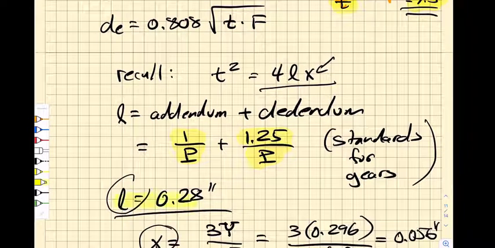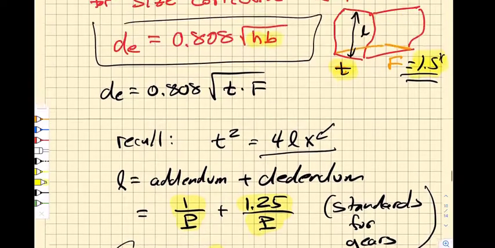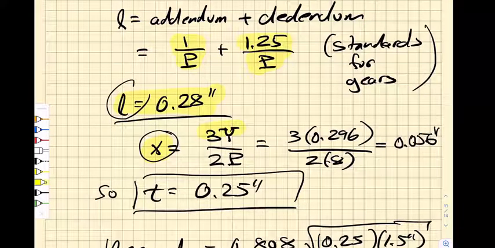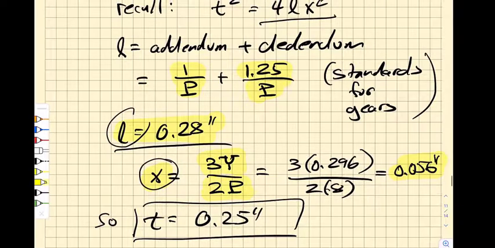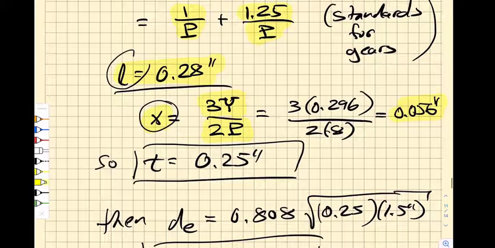So L is 0.28. This value x that shows up in the Lewis form factor is equal to 3 times the form factor divided by twice the diametral pitch. So it is 0.056. And from that x value, you may recall that t squared is 4Lx. And so we find that t is 1/4 inch.